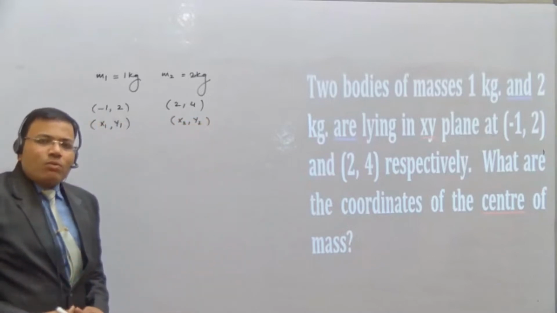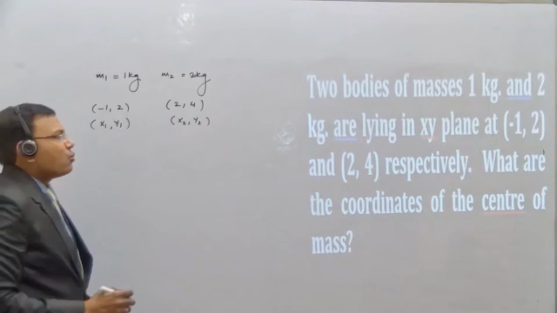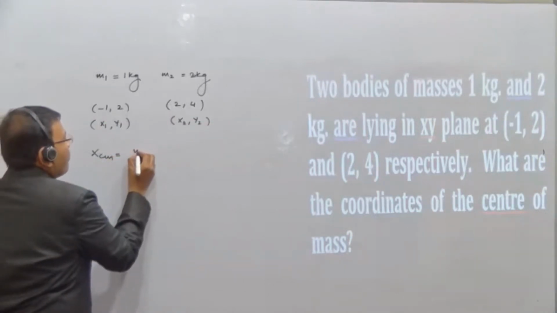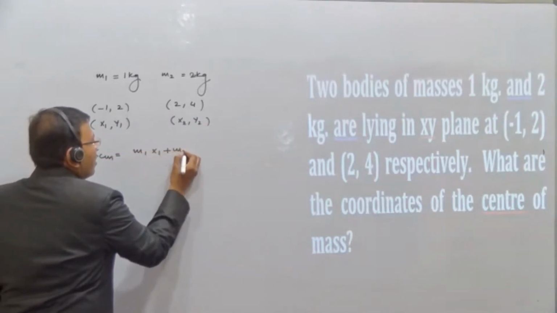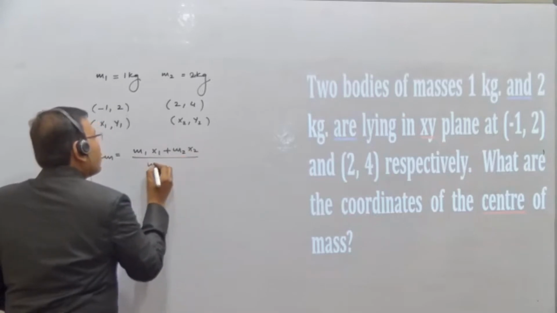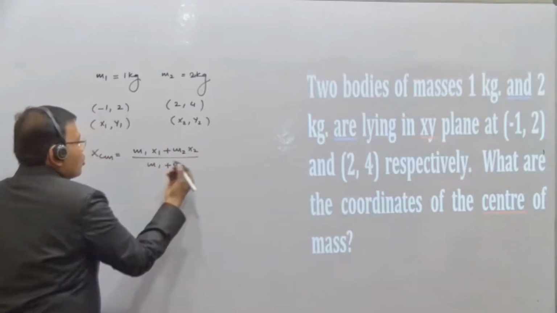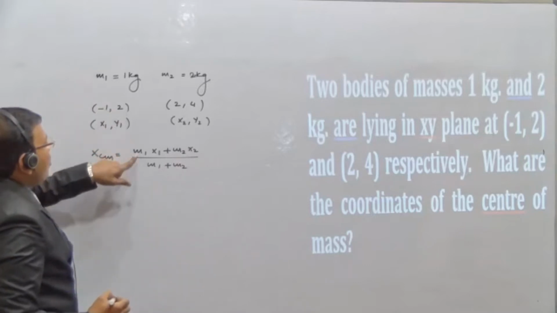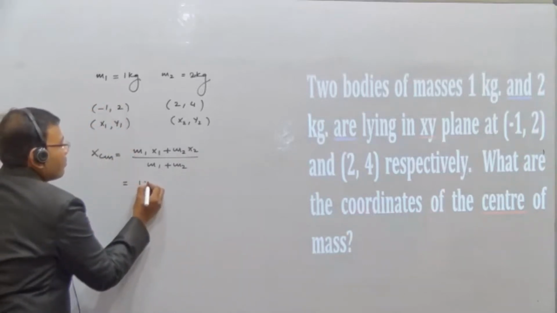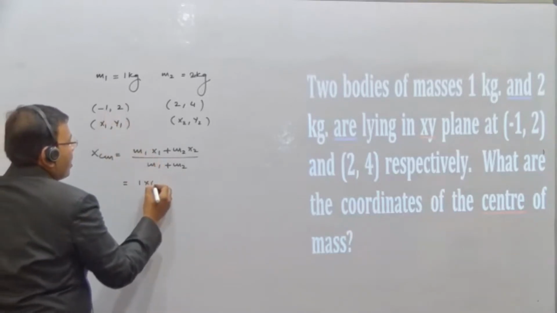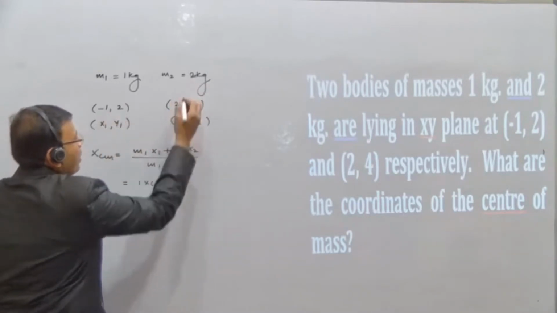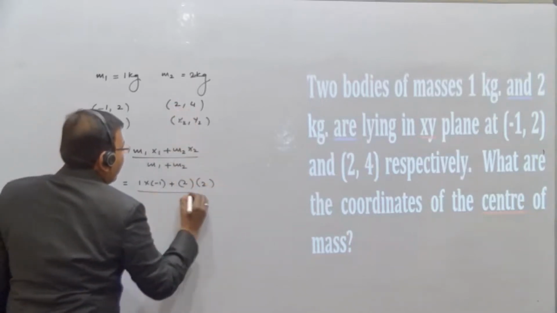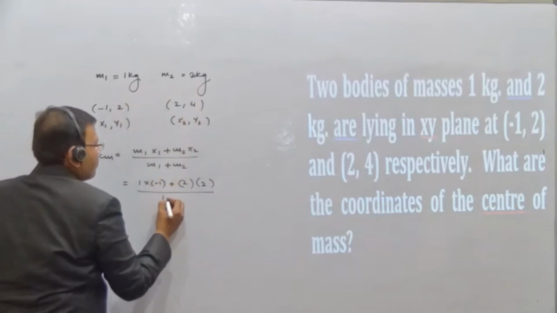So here we need to calculate the position of the center of mass, which means we have to go with the concept XCM. XCM is equal to (m1 x1 + m2 x2) divided by (m1 + m2). If we solve this, let us take care. Here m1 is 1, x1 is -1, plus m2 is 2, x2 is 2, divided by m1 plus m2, 1 plus 2.